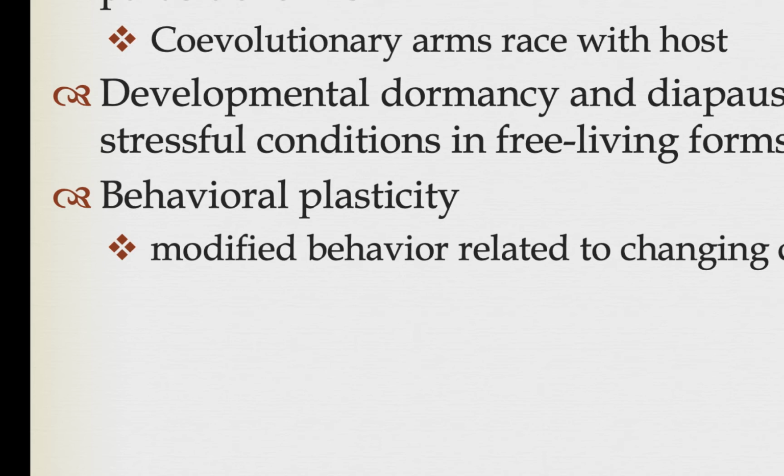Another way that these organisms can survive in their environment is they show behavioral plasticity. They have been shown to modify their behavior as environmental circumstances change. So as the chemical environment changes, they can quickly adjust to that, and they learn appropriate behaviors in specific chemical environments.